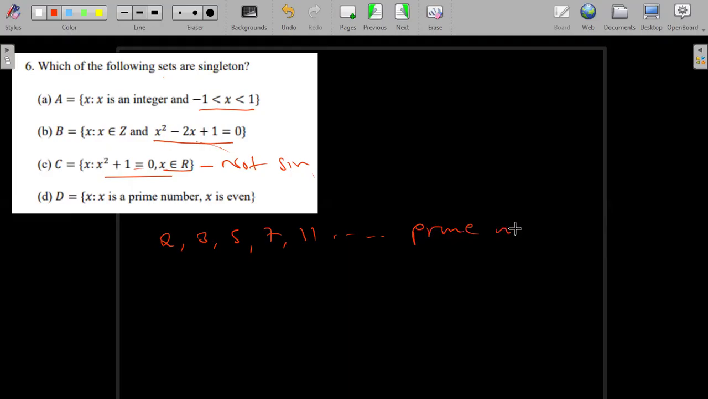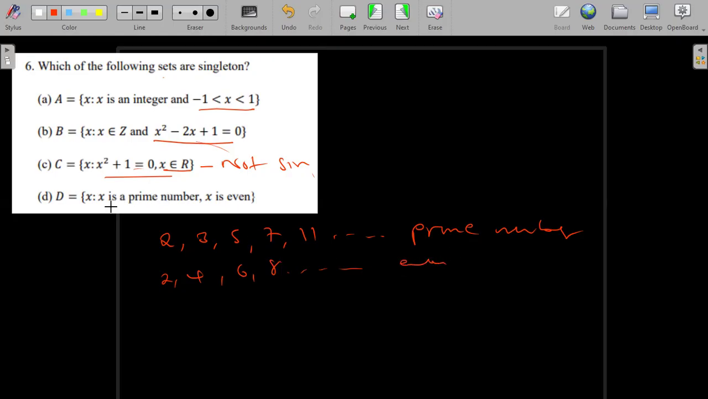Then I have even numbers. Even numbers are numbers that are divisible by 2 and do not leave a remainder. So you have 2, 4, 6, 8, and all the way like that up to infinity. These will be your even numbers.